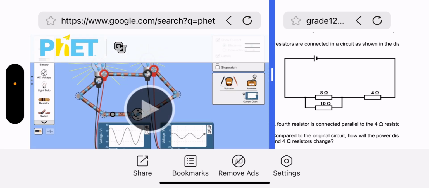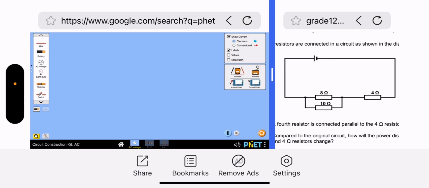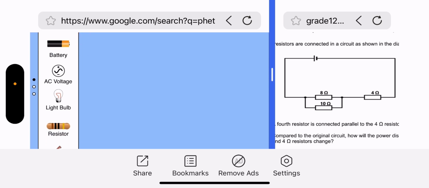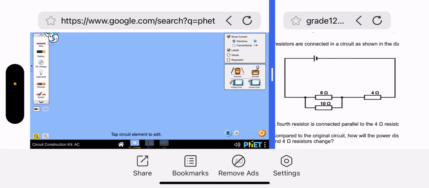And once you are there, just press on the play button and it will take you to an empty sheet where you can construct what we are seeing on the right hand side, the circuit that we have there. So just to zoom in, we have the wire, the battery, the AC voltage, the light bulb. Then we have, oh my gosh, what did I do? I'm going to have to delete these things. Then we have the resistor and we have a switch. The circuit that we have at the moment is quite straightforward, so we're not really going to do anything hectic. Let me just remove what we don't need there.